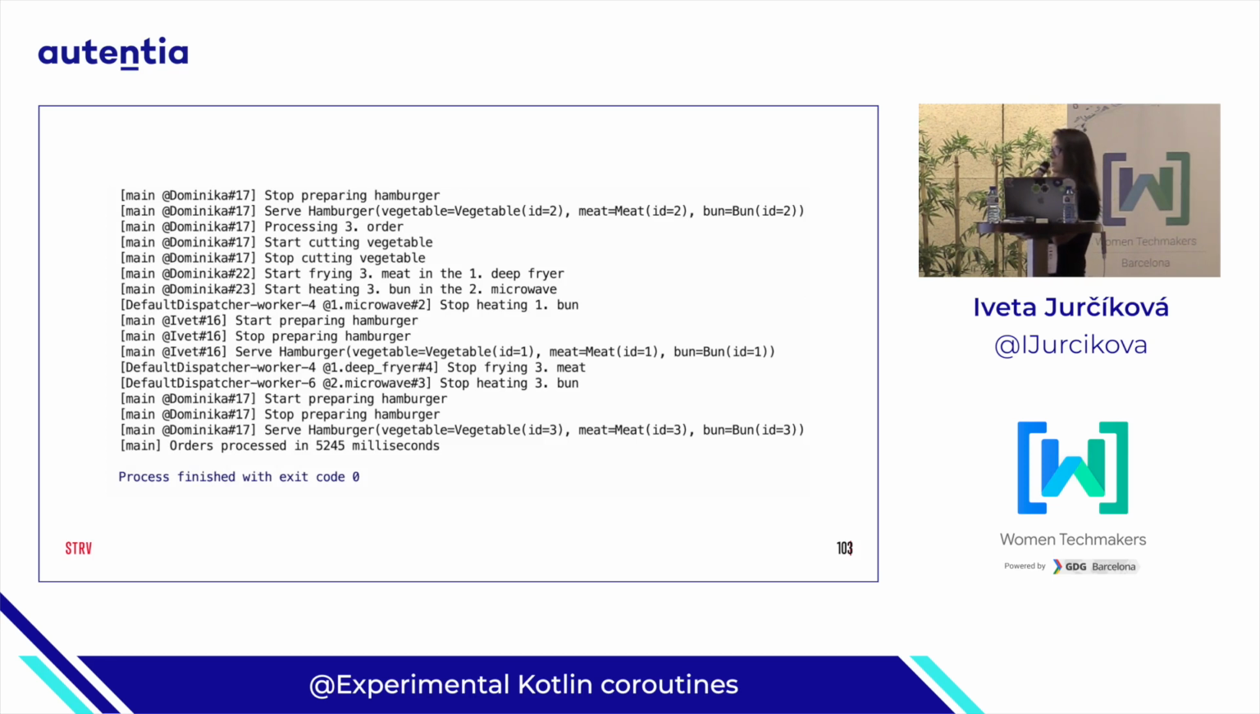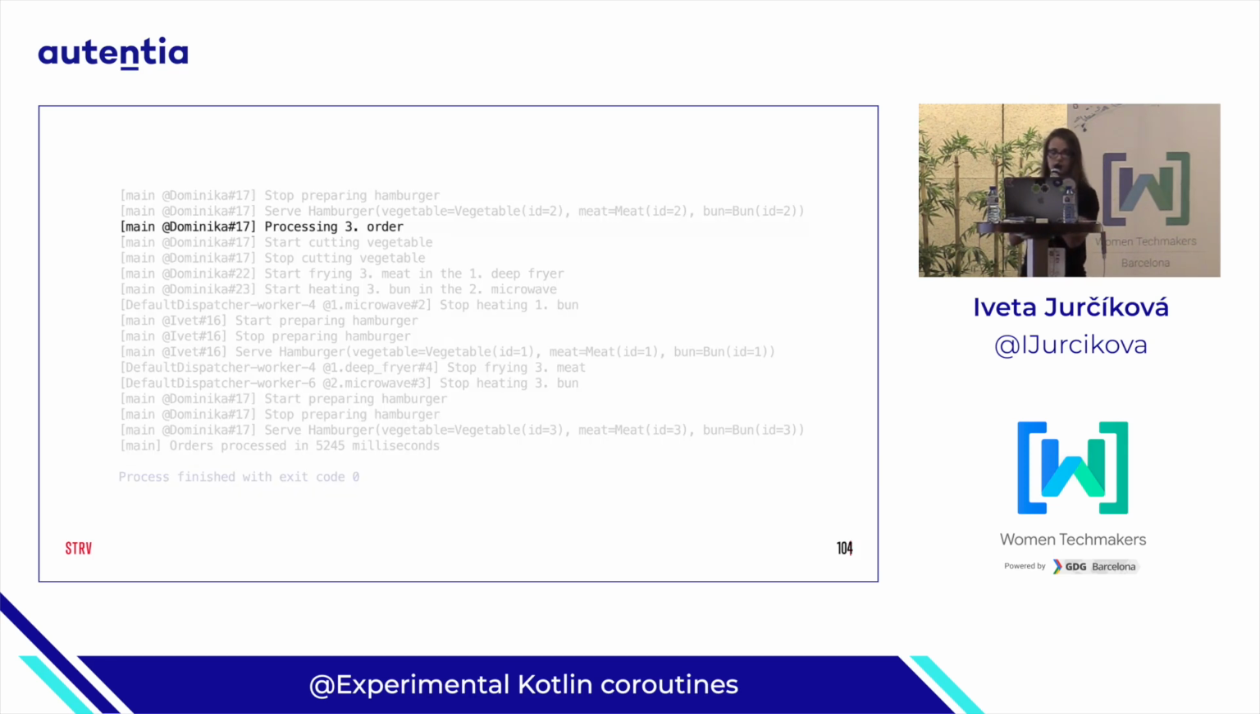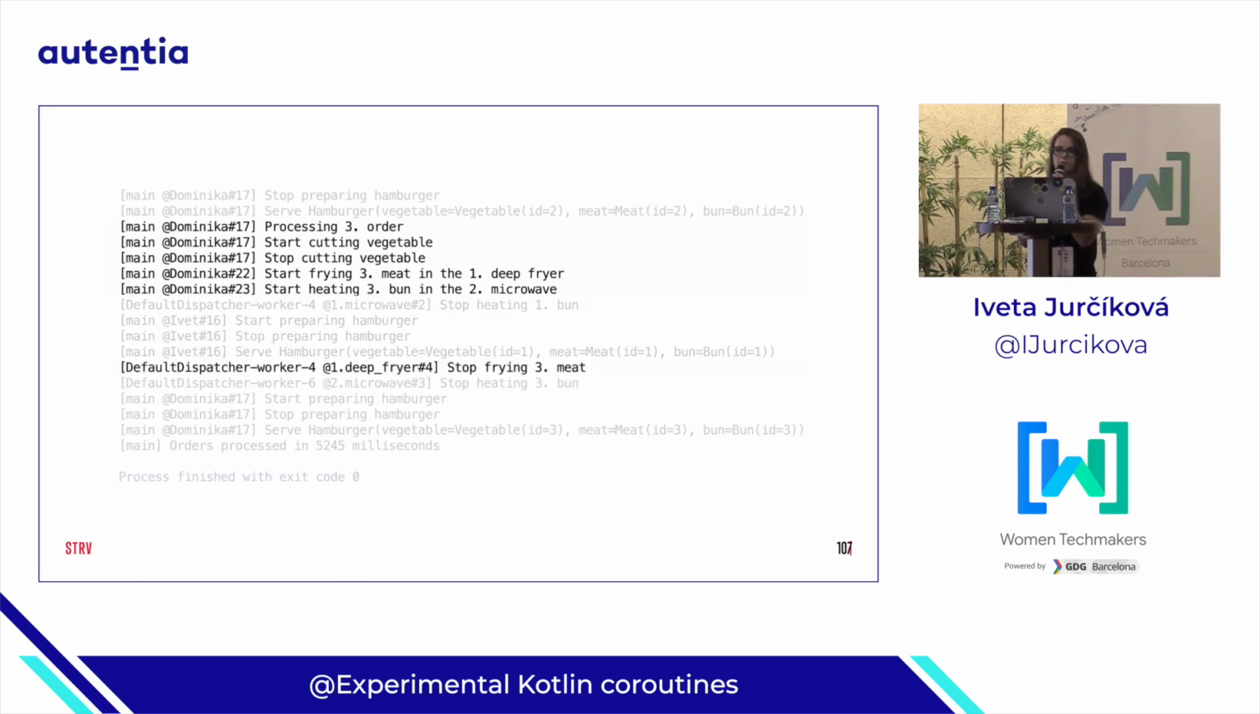So let's focus on Dominika and her third order. She cuts vegetables, she started frying meat in the first deep fryer, and she started heating a bun in the second microwave. She didn't go on a straight line. In both cases, she selected the first device that became available. When the meat was fried, the deep fryer sent a message that its work was done, and the same with the microwave. With all ingredients prepared, she just mixed them together and served a hamburger.